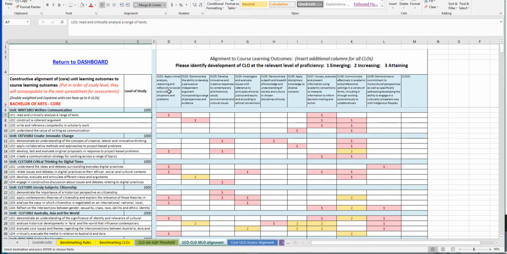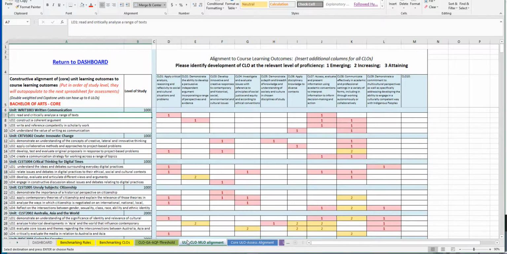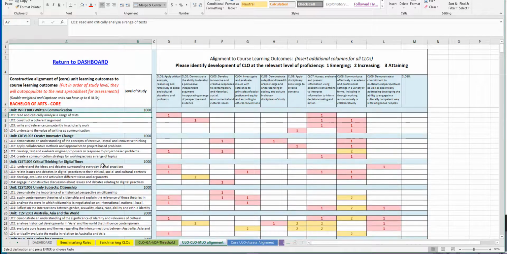And then our course learning outcomes have copied over from this spreadsheet right here. So we've already done these and they copy straight over into the next spreadsheet. As we fill out all of these unit learning outcomes in here, and we put in our units in the order of 1,000s to 2,000s to 3,000s, they will copy over into the final worksheet where we're going to be looking at assessments and rationales.